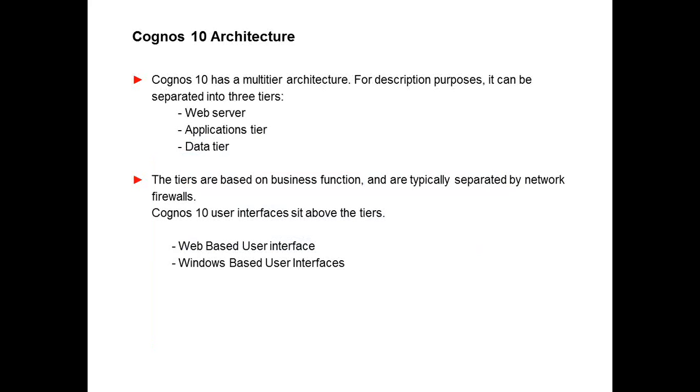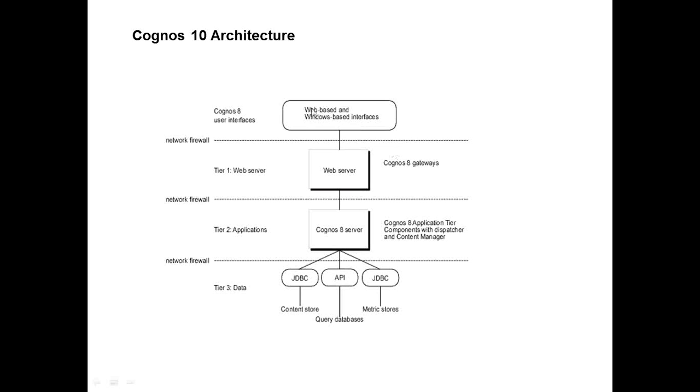Okay, fine. So I'll give you a brief about the architecture part. It has a multi-tier architecture with 3 tiers: web server tier, application tier, and data tier. It's based on business function and is typically separated by network firewalls. The Cognos user interfaces, web-based and Windows-based, sit on top of these 3 layers.